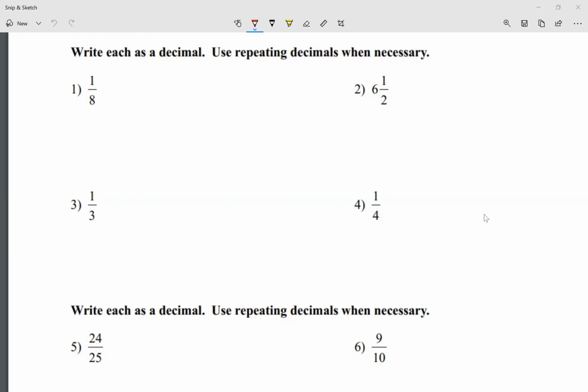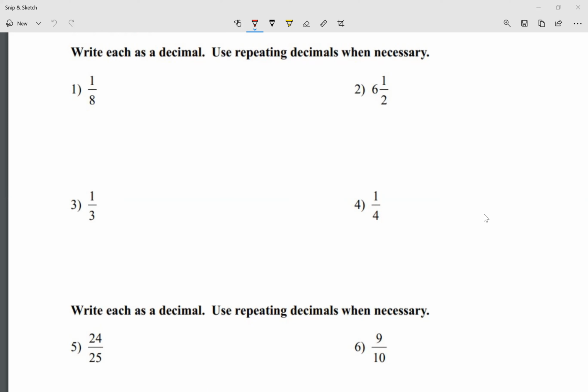Today we're gonna do this thing we call transformation. We're gonna transform numbers. We're gonna be given a fraction, but we have to write this as a decimal. So we're gonna change it. Right? It's given to us in one way, in this case a fraction, but we're gonna end up writing it as a decimal. Use repeating decimals when necessary.